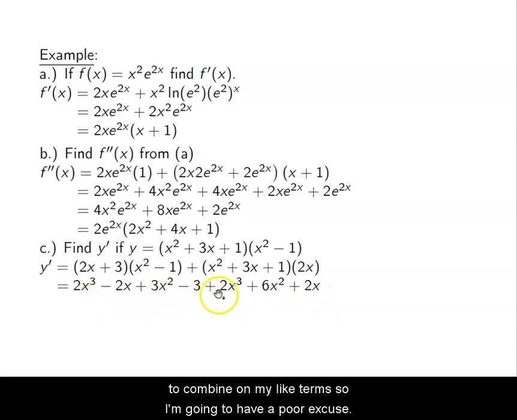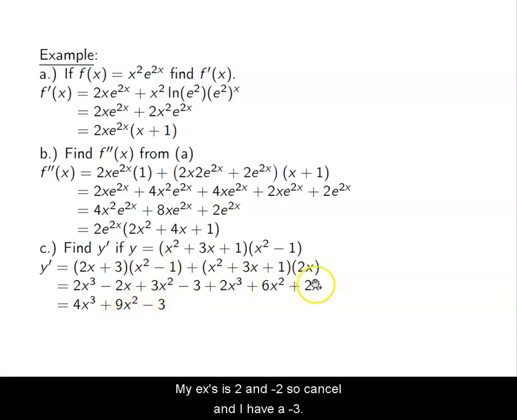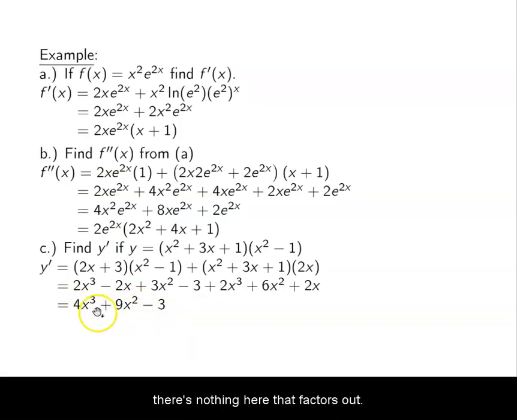I'm just going to combine my like terms. So I'm going to have a 4x cubed, 9x squared from this 3 and this 6. My x's is 2 and negative 2, so those cancel, and I have a negative 3. I would try to factor this if I can, and it's not going to work. There's nothing here that factors out. Okay, so I would leave my answer in this form.